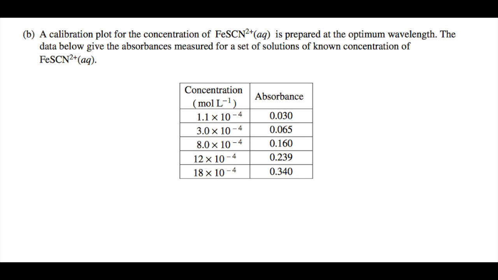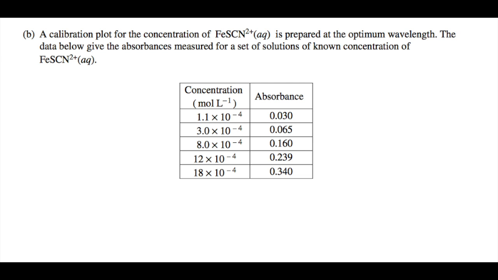So B says a calibration plot for the concentration of FeSCN is prepared at the optimum wavelength. The data below gives the absorbances measured for a set of solutions of known concentration of FeSCN. On the chart, they just gave us the concentrations, which is moles per liter, and the absorbance values with those concentrations, which are just given.